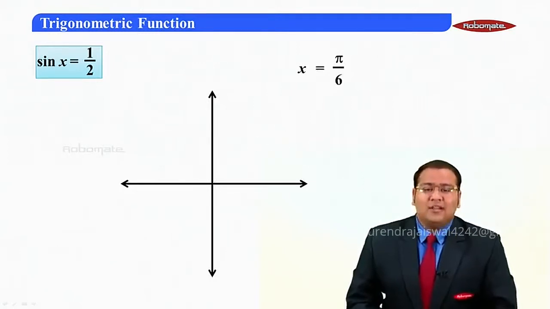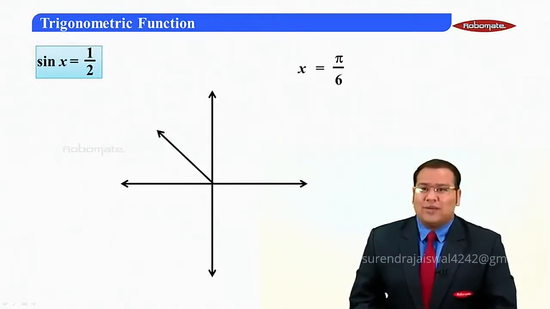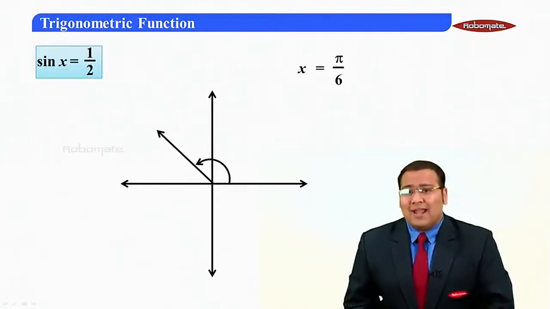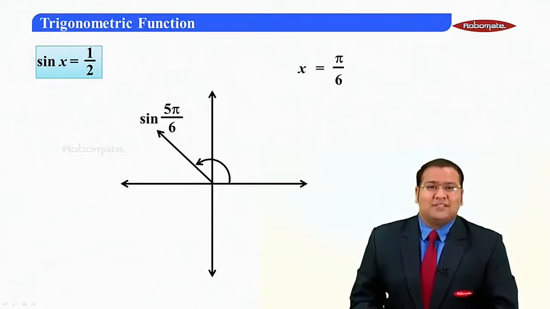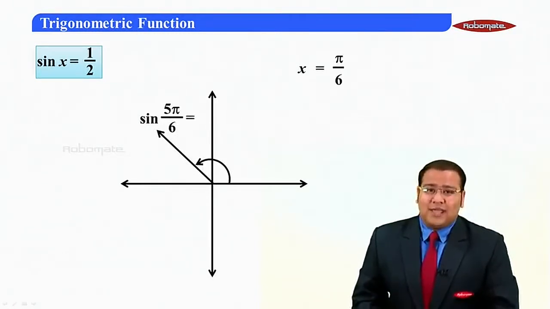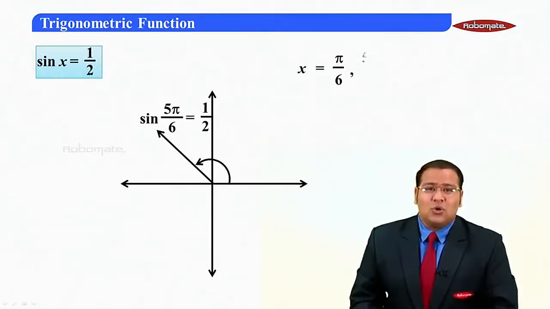Moving ahead, in the second quadrant also the sine value is positive. By allied angles I can say sine of pi minus pi by 6. So after taking LCM it would become sine of 5 pi by 6, which is equal to half. So I can also say x is equal to 5 pi by 6.